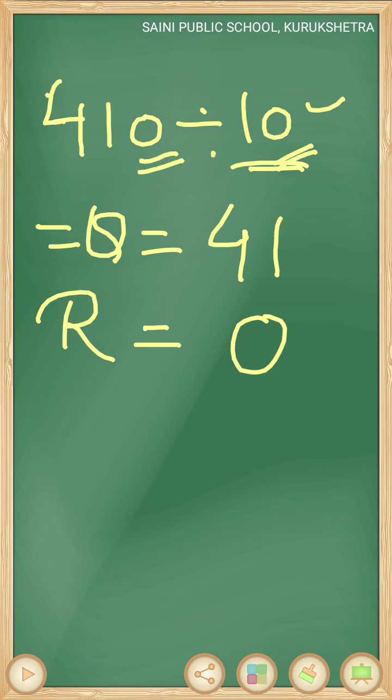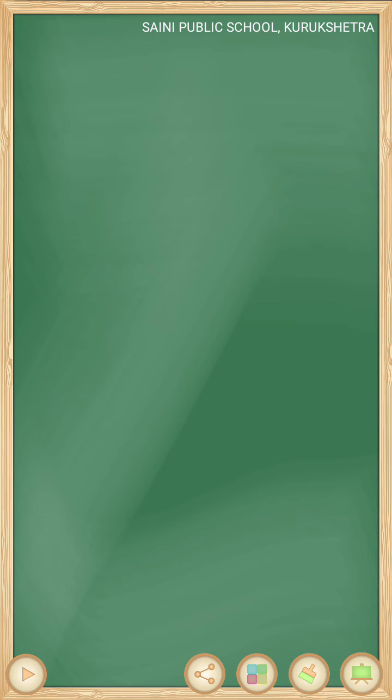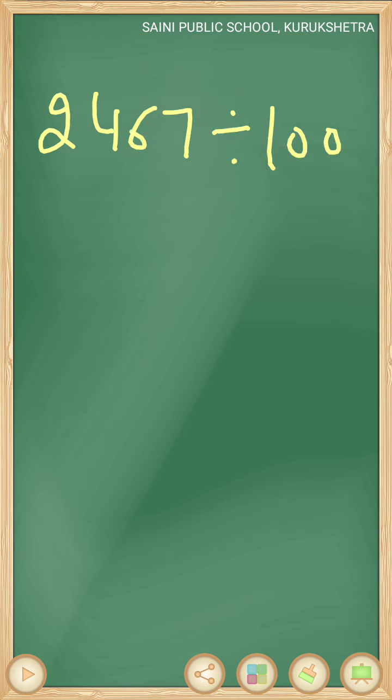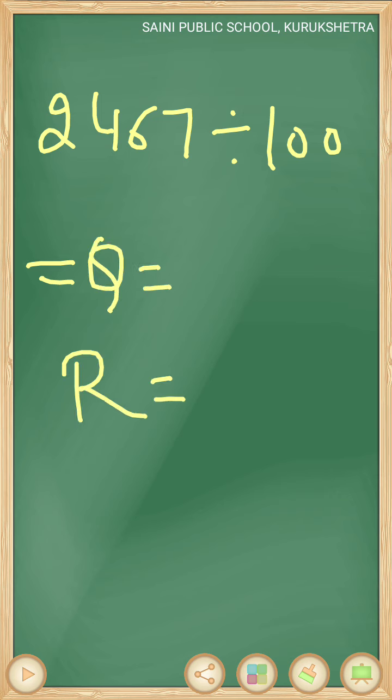Here is 1 zero in 10, so we will separate this one digit and separate these two digits. We will get the quotient by separating the last digit, and this last digit will become the remainder. Okay. Now if we want to divide a number by 100, our second example is when we are dividing a number by 100, how we can write the quotient and remainder directly.